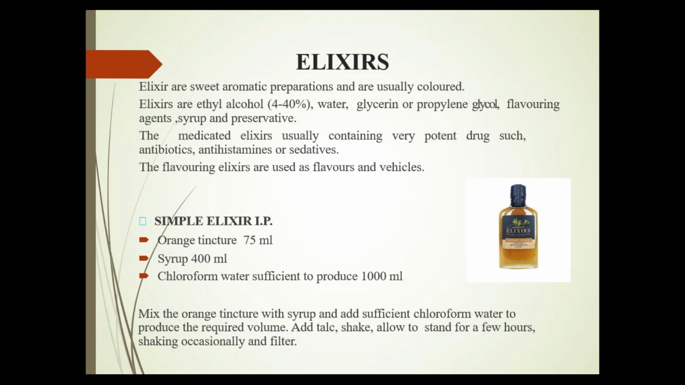Okay, fine. So next is elixirs. So remember, these are all for internal use. Okay. So elixirs are nothing but sweet aromatic preparations, or sweet alcoholic aromatic preparations, because the major quantity is ethanol or ethyl alcohol, and these are usually colored. And along with your alcohol, there will be water, then glycerin or propylene glycol, then flavoring agents, and syrup, and then preservative, so as to prevent the growth of microbes.